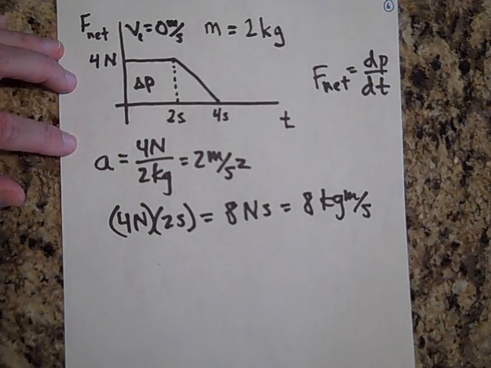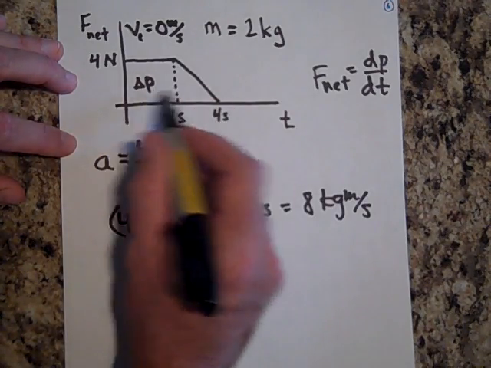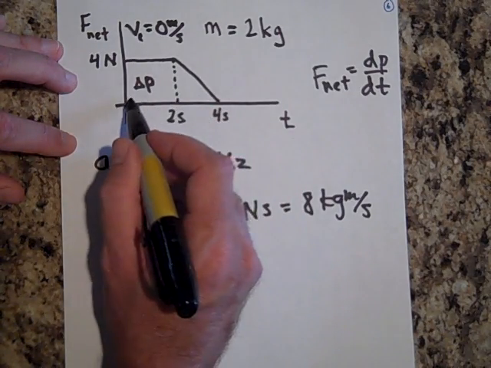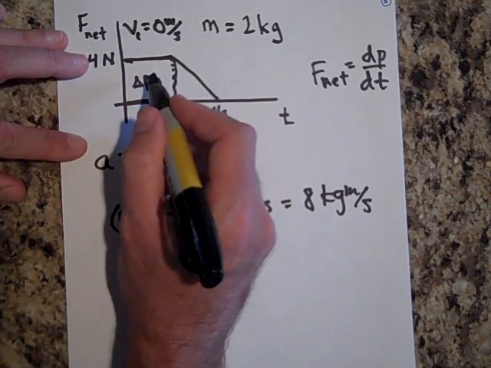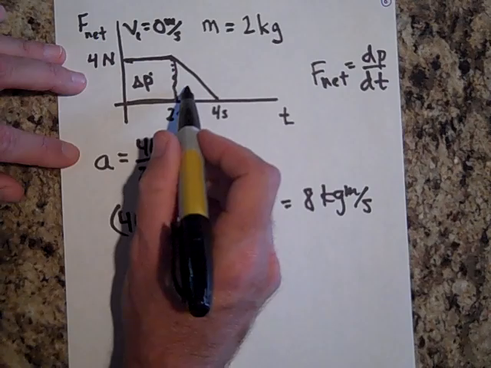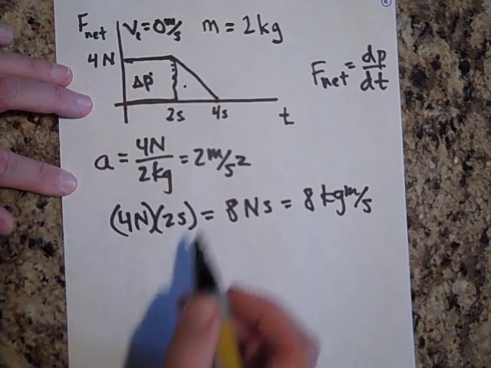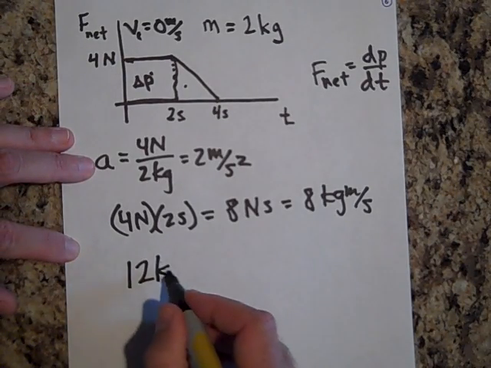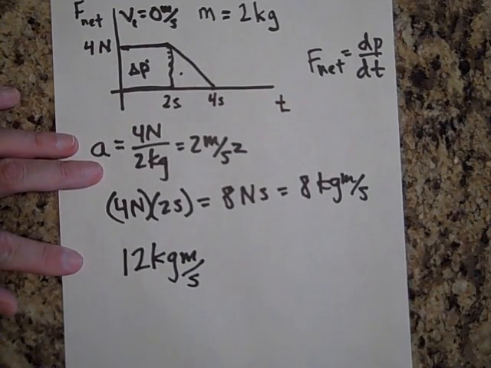All right, we're back. Well, to get this, you can find the total change in momentum by taking the total area underneath here. The total area is the area of this, which is 8, plus the area of that, which is half base times height, so that will be 4. So the total change in momentum is 12 kilogram meters per second.